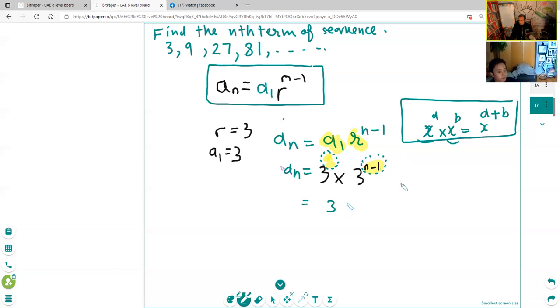Equals. So you understand, when there are the same bases, we add their powers. For example, 3 to the 1 plus n minus 1. The plus 1 and minus 1 will cancel out. This is the formula. Clear?